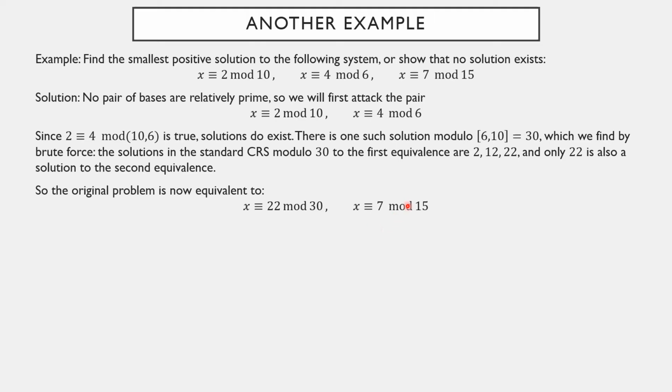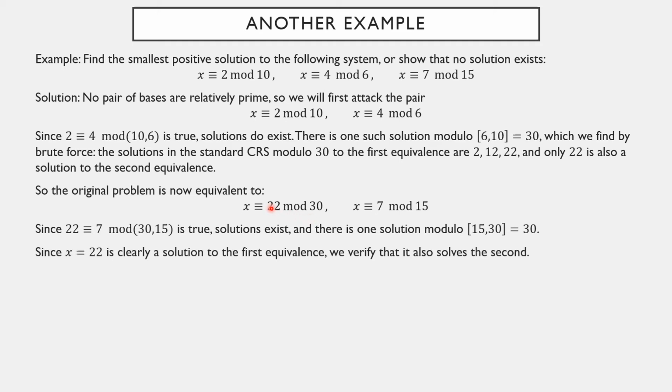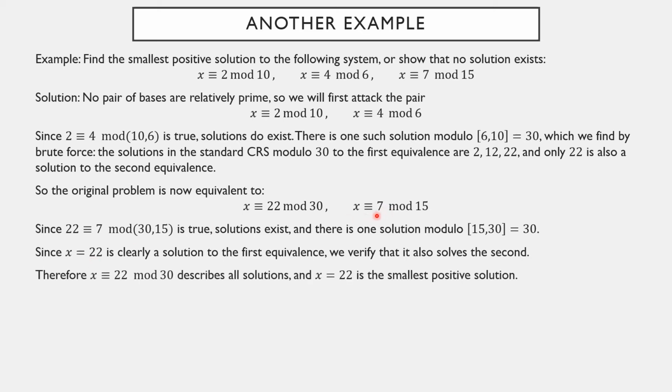And ask, well, now I've got two equivalences. 22 is equivalent to 7 modulo the GCD of 30 and 15. So there are solutions, and there is one solution modulo the LCM of 30 and 15, which is 30 again. So there's only one solution modulo 30, and it has to be 22 mod 30, so hopefully 22 mod 30 is the only solution. And indeed, 22 does solve this equivalence as well.